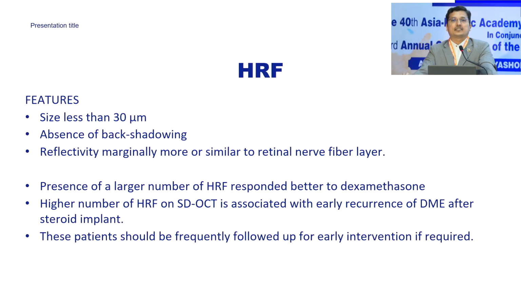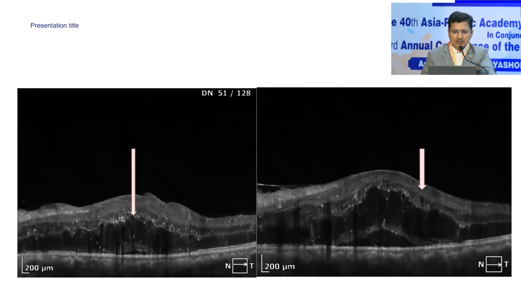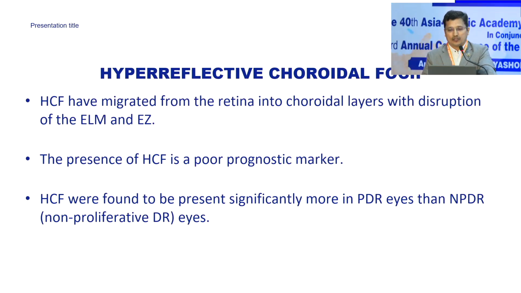How to say that it is not a hard exudate? We don't see them clinically. It is very difficult to point them out, and they are less than 30 microns. They have no back shadowing as such, and the reflectivity is marginally more than the retinal nerve fiber layer. So you see, these are the hyperreflective foci, and these hyperreflective foci are again a telltale sign of significant breakdown of the blood retinal barrier, and usually the response is much better with steroids.